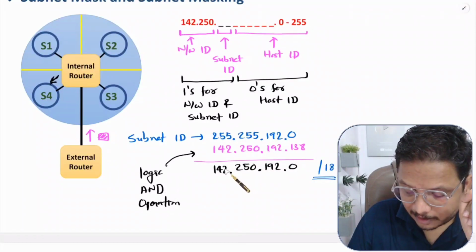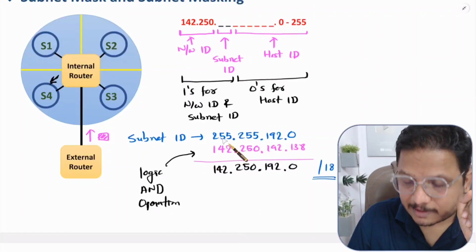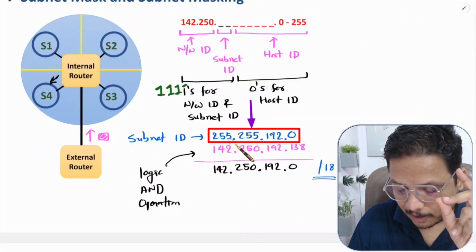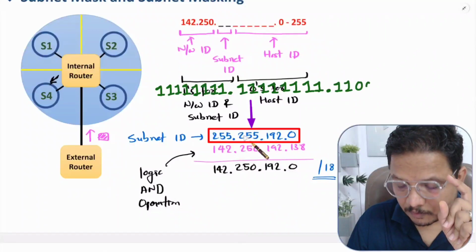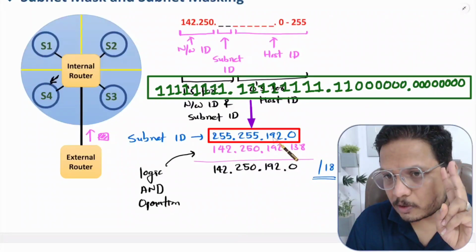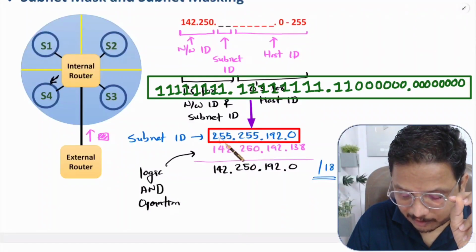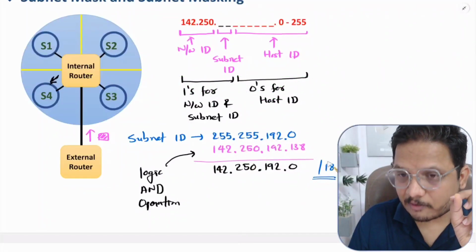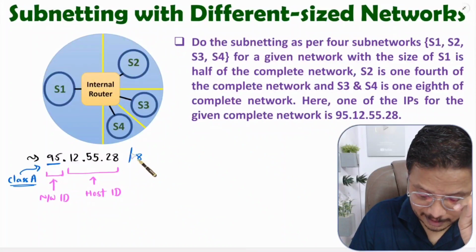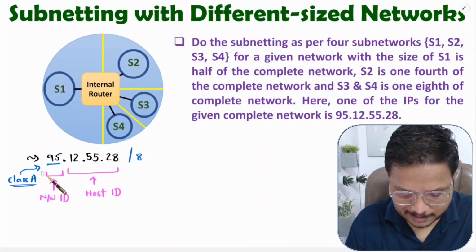And you can write that even in this form, where 18 bits means: first 8 bits all 1s, which means 255, then the second 8 bits all 1s, which means 255, then the next 8 bits have the first 2 bits as 11 and then all zeros, which is 192. That is how we can also write the subnet mask, also referred to as /18. So here you can say it is a /18 kind of network. That is the mask.